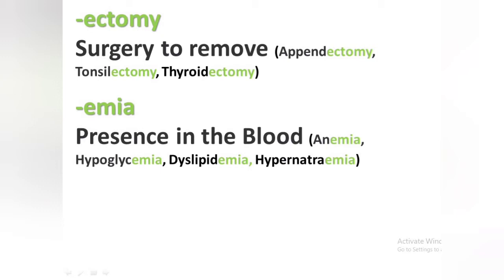Another medical term is hypernatremia. An increase in the level of sodium in the blood is known as hypernatremia, whereas an increase in the potassium level in the blood is known as hyperkalemia. So if there is a decrease, there will be hypo, and if there is an increase, it will be hyper. Hypernatremia, hyponatremia; hyperkalemia means increase in the potassium level in the blood, and hypokalemia means decrease in the potassium level in the blood.